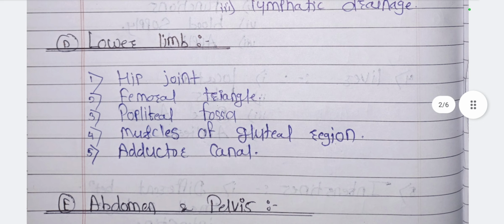Then comes the lower limb. Importance of the lower limb are hip joint, then femoral triangle, popliteal fossa, muscles of the gluteal region and also structures under the gluteal muscles and adductor canal.